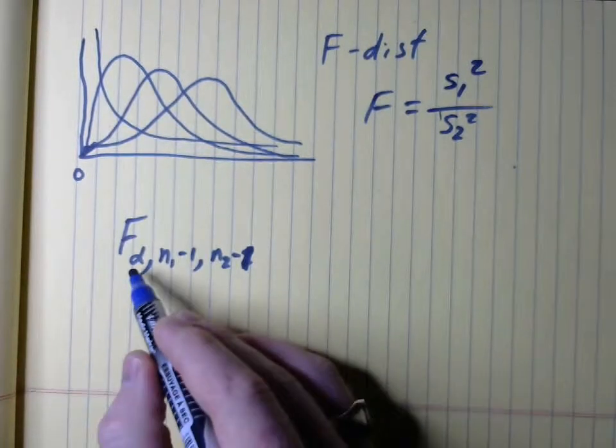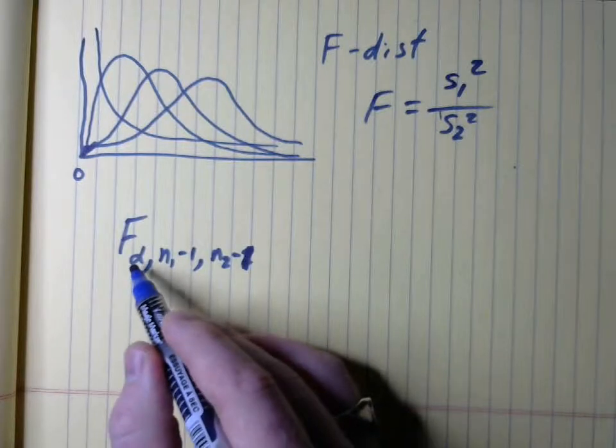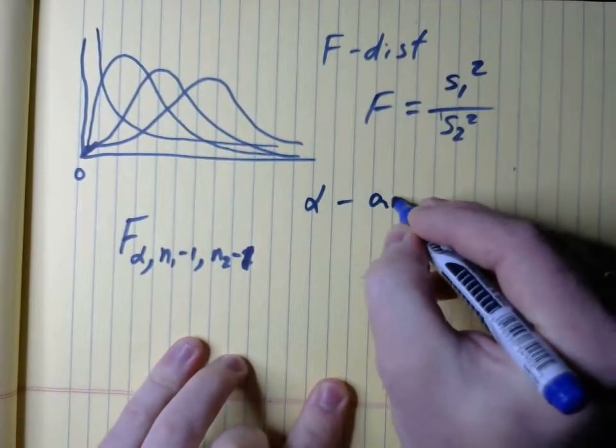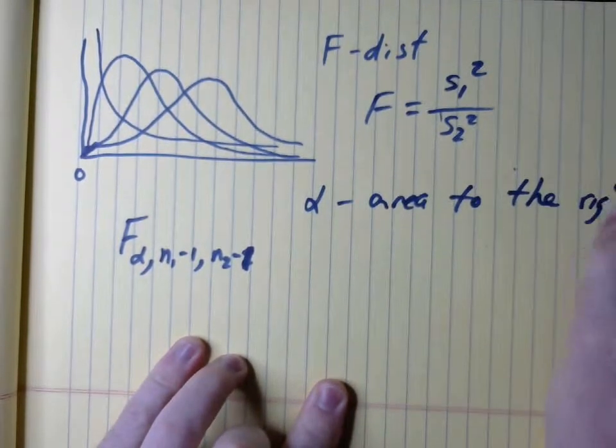Alpha here represents, similar to the chi-square distribution, the area to the right.